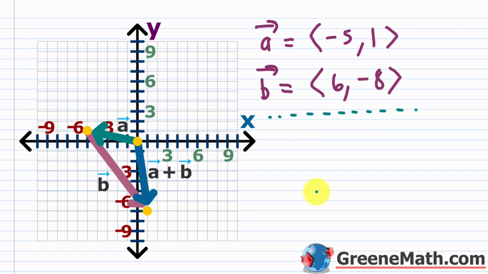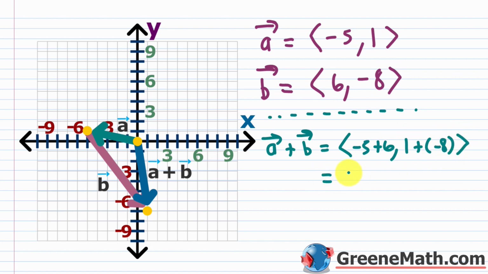It's a very simple process. So to find the resultant, or again, you could say the resultant vector, I'm adding the vector A to the vector B. Then basically this result is going to be a vector where we just sum the horizontal components. So -5 plus 6. And then we're going to sum the vertical components. So 1 plus -8. Let's just go ahead and crank that out real quick. So this is going to be -5 plus 6 is 1, and then 1 plus -8 is going to be -7.